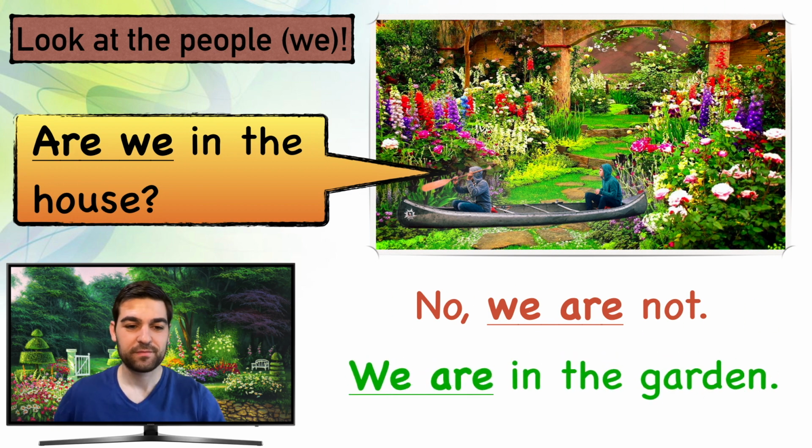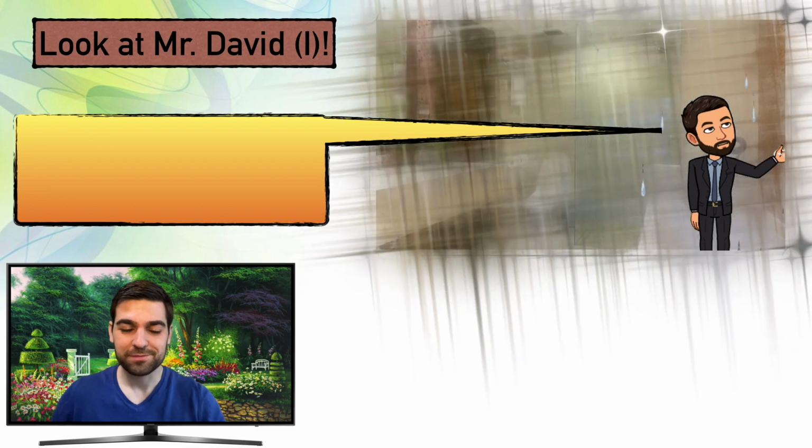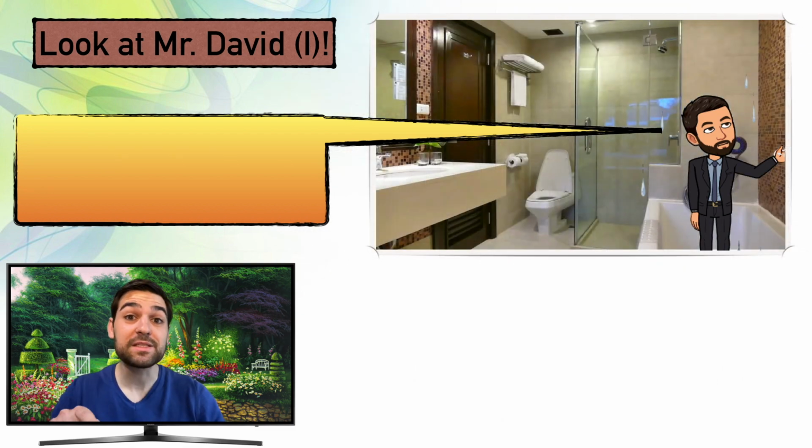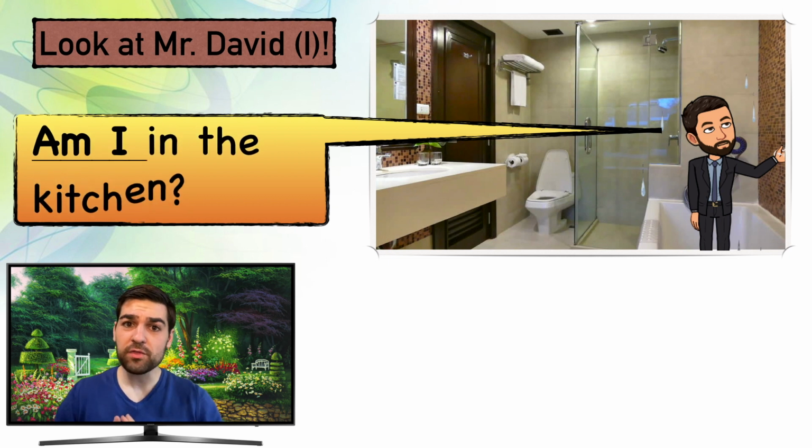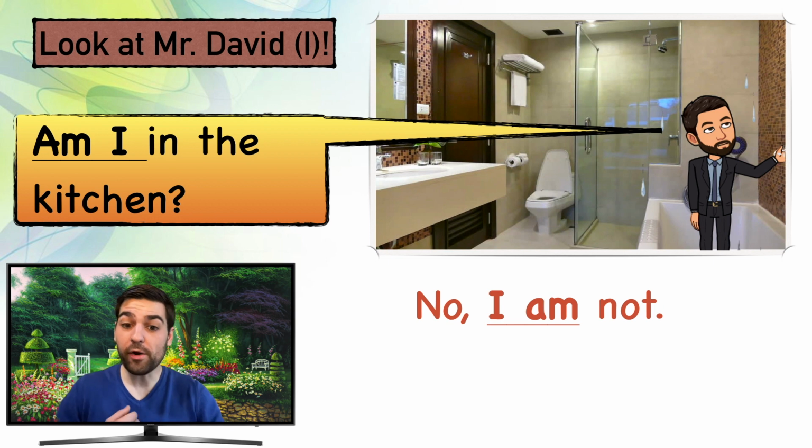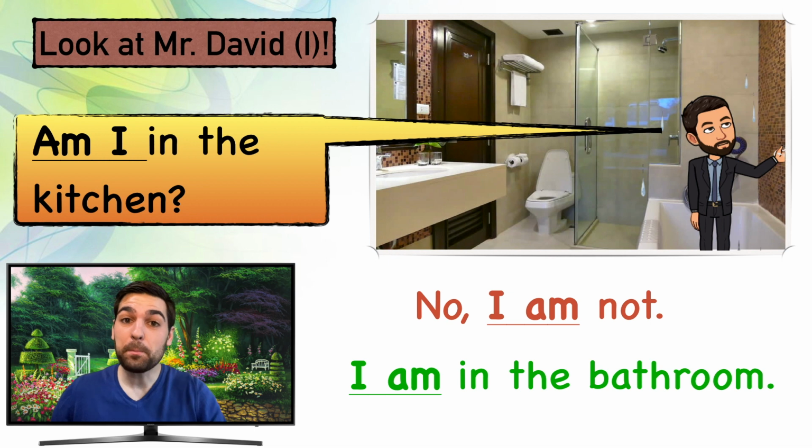Very good. Now look at Mr. David. And Mr. David is asking, am I in the kitchen? No, I am not. So where am I? Look at the picture and tell me, where am I? I am in the bathroom. Very good. So now you know how to ask questions and how to answer them about what is what and about where people or animals are.